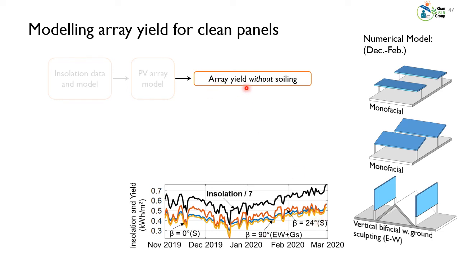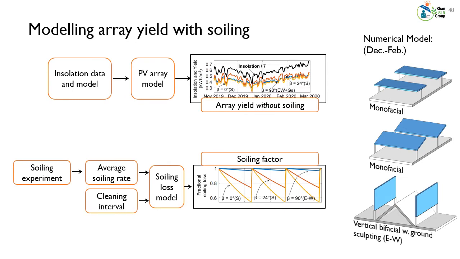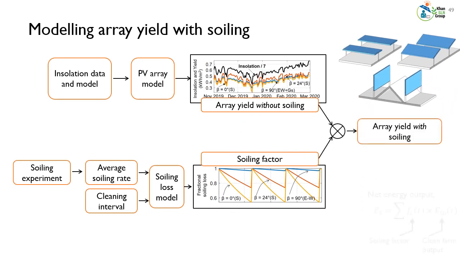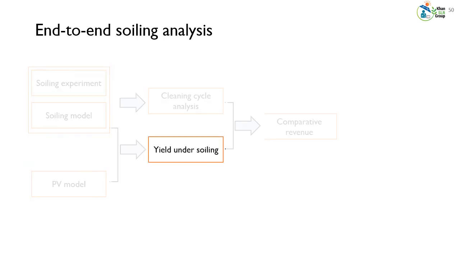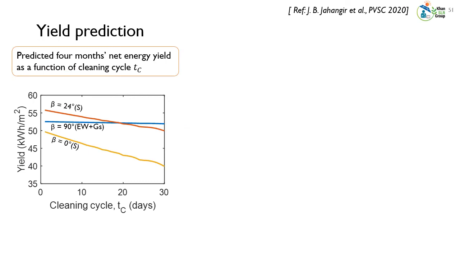So this is the array yield without soiling. This is the clean panel output or the clean array output. And we have already figured out what is the fractional soiling loss in each of these configurations. Once you combine these outputs, you get the array yield with soiling. So remember this formula we already discussed. You multiply the soiling factor with the clean farm output and then integrate or sum over all the days. So now that we have yield and soiling, let's have a look how they compare.